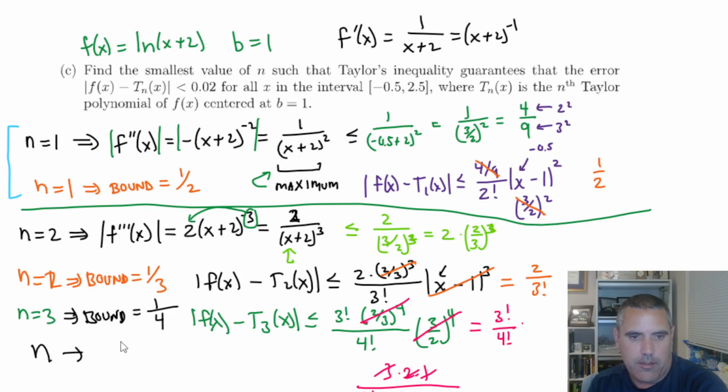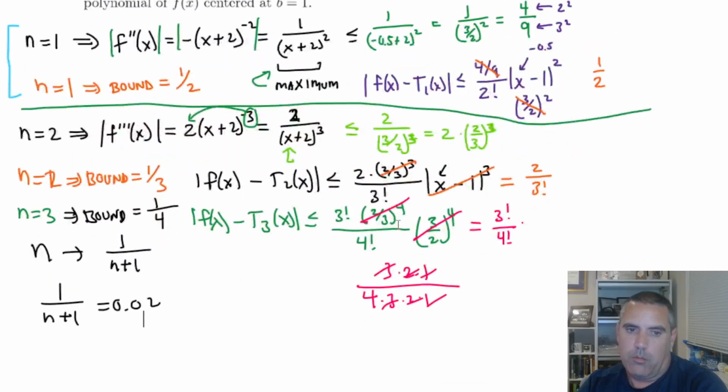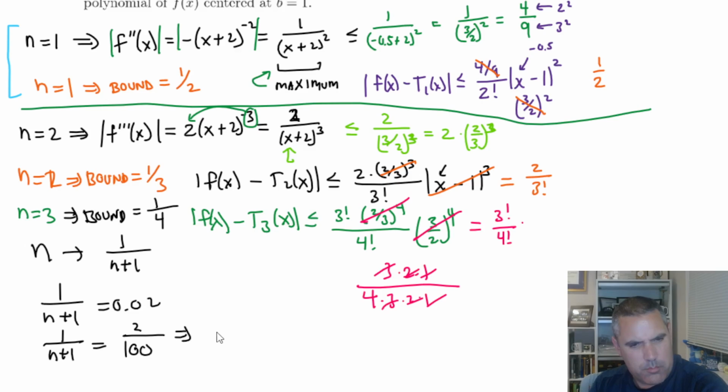The pattern is for n, the error bound is 1 over n plus 1. So we would like to know when 1 over n plus 1 is equal to 0.02. We actually want to know when it's the first value, when it drops below that. But that would mean 1 over n plus 1 is 2 over 100, which means, what can we say, 100 is equal to 2n plus 2. So 98 is 2n. You get n is 49.